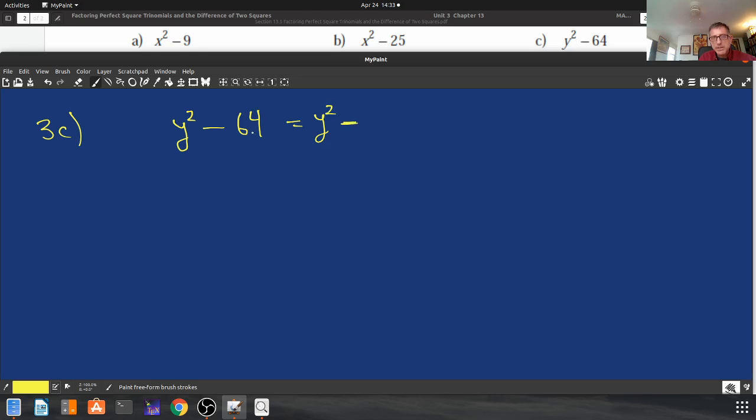And so I asked myself, what can I do with 64? Is 64 a perfect square? And it is. The square root of 64 is 8 squared. So here I found my candidates. This is y squared minus 8 squared. So that gives me y minus 8 times y plus 8.